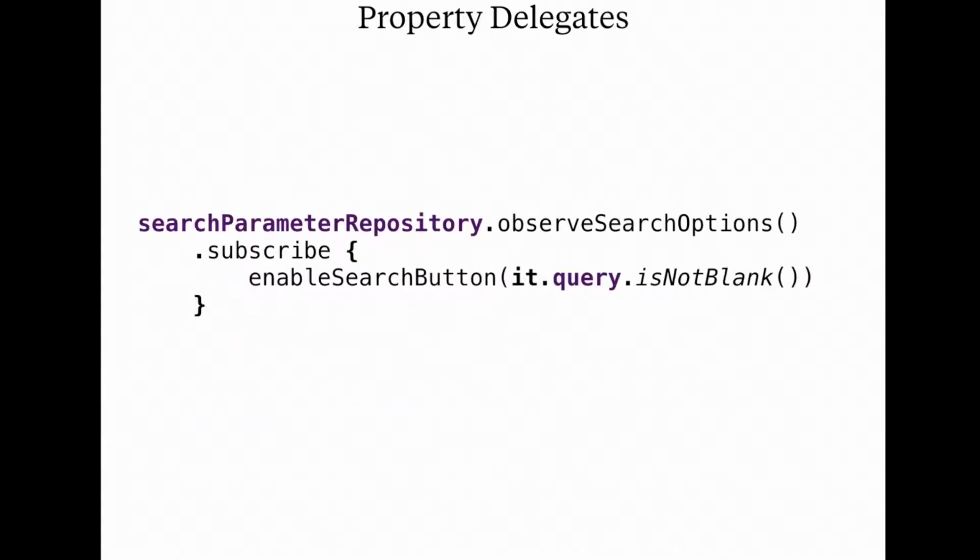Here's an example of what that might look like at the call site. Suppose I'm passing around this repository in my dependency injection. I have some application component that is doing a little bit of UI control, and it's only interested in one thing: does it want to enable or disable the search button? And the way it's deciding whether or not to do that is when it gets an emission from this repository, it just checks, is the query blank or not?